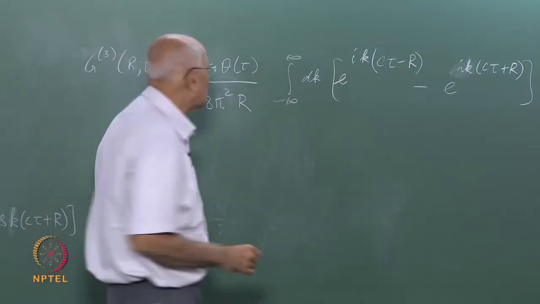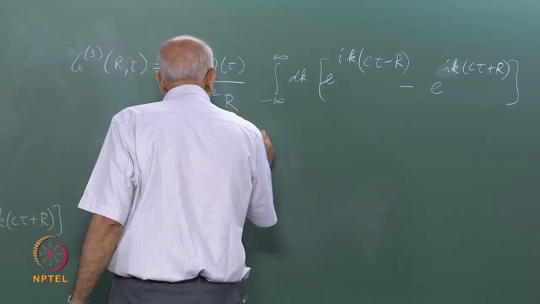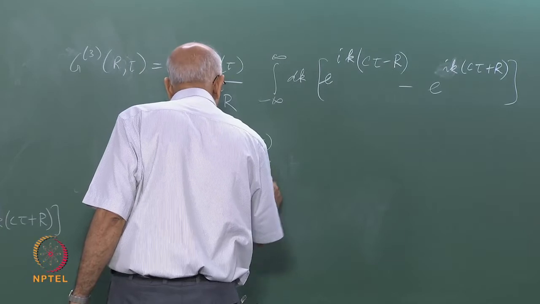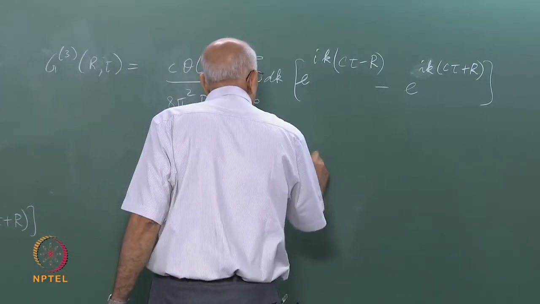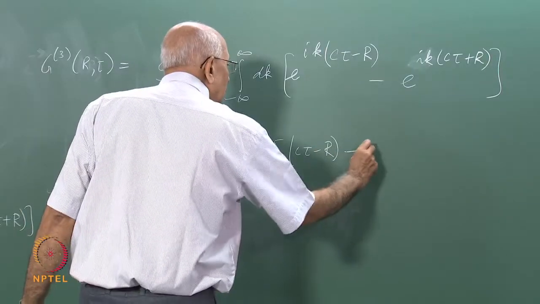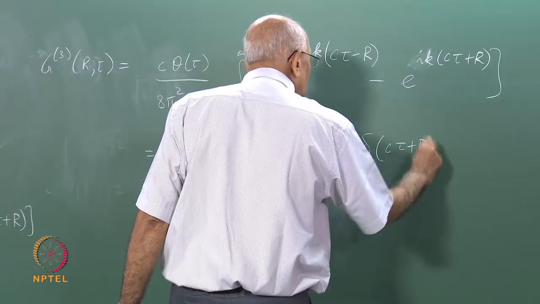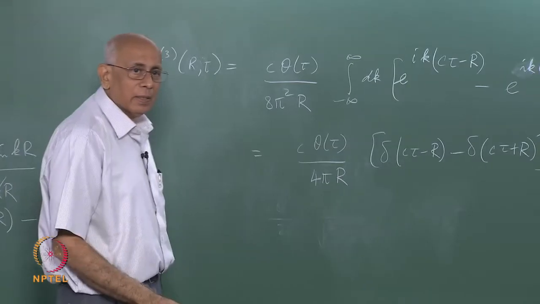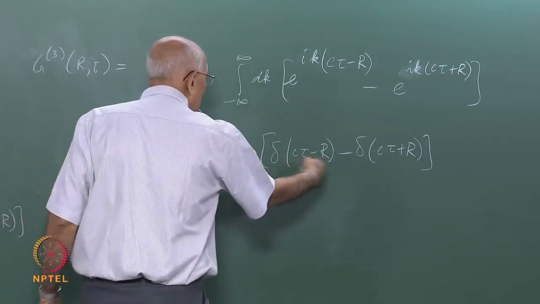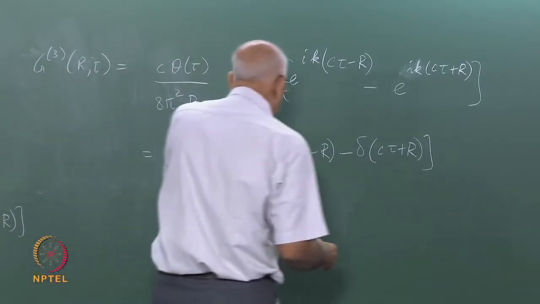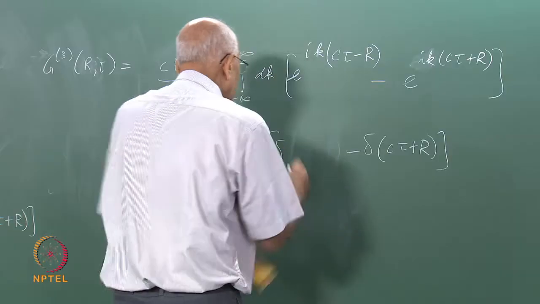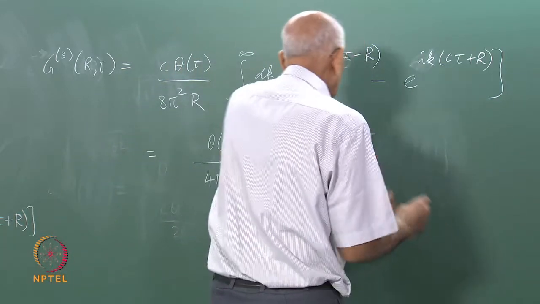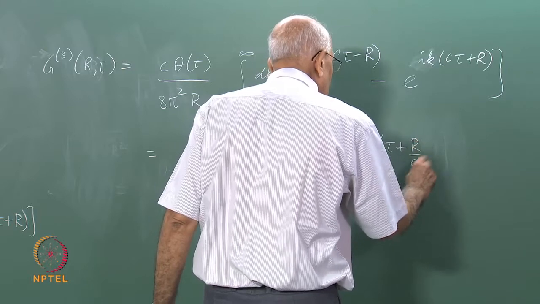As you know, these are delta functions, so this thing is equal to c theta of tau over, apart from a 2 pi factor, so this becomes 4 pi r, and then this is a delta of c tau minus r minus delta of c tau plus r in this fashion, and I can take out a factor c, this is 1 over c times the same guy, so that goes away and it is delta of tau minus r over c minus delta of tau plus r over c.